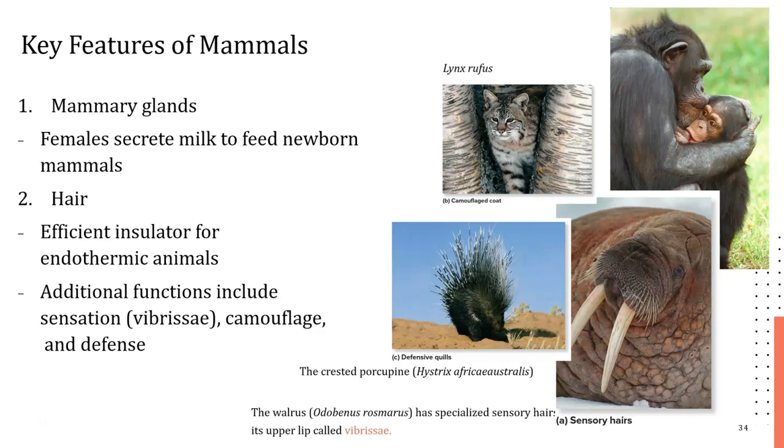So key features of our mammals, the main one, the one that defines them, are the mammary glands. These are glands on the front of the females, or I should say the ventral side, not the front, the ventral side of females that secrete milk for their newborn mammals. So mammals are also characterized by live birth, and most mammals need a significant amount of care.